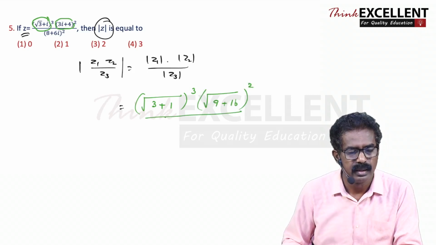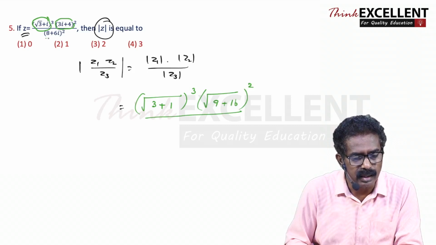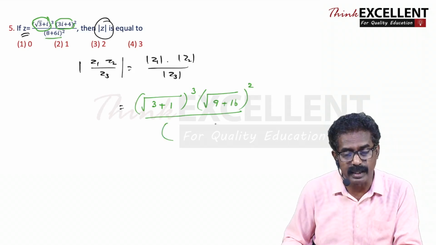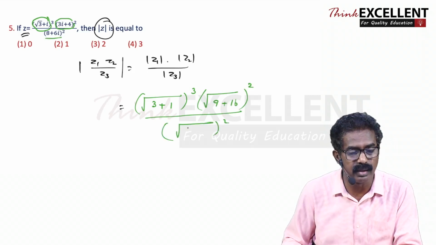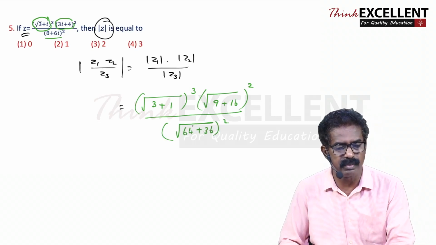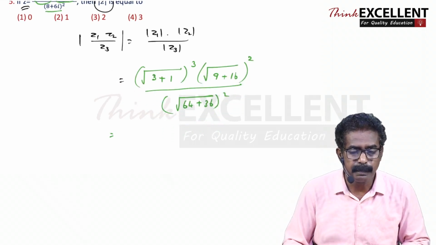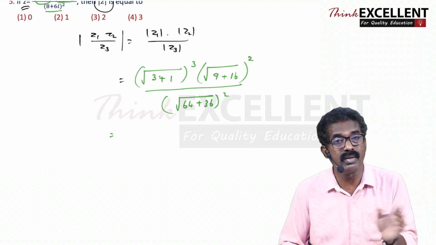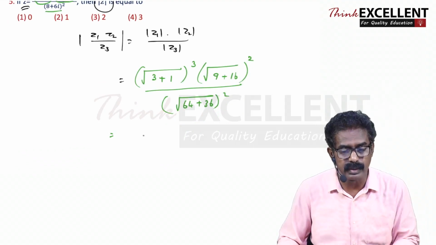Denominator, find the modulus of this part, then you take the whole square, right? So when you take modulus, root of 8 square 64 plus 6 square 36. Now just simplify this. 3 plus 1, 4. Root of 4 is 2. 2 cube, it is 8.